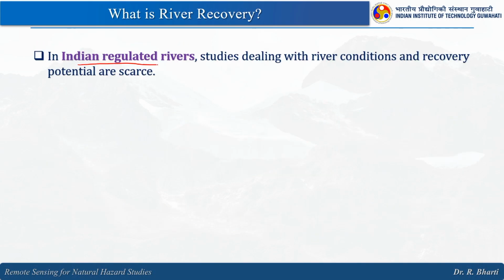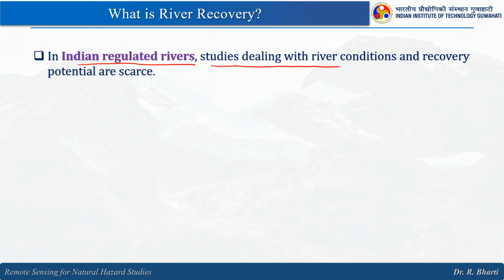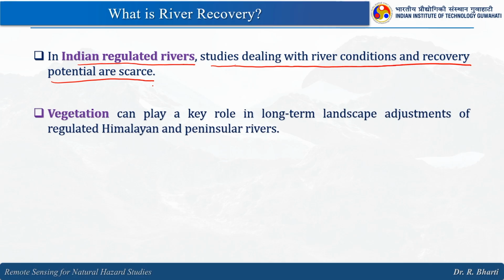In Indian regulated rivers, when we talk about a regulated river, that means that particular river has a dam, right. So, we are regulating the water, and because of the dam construction, what will happen? The sediment flow will not be in its original form. So, that will get accumulated in the dams, and in the lower reaches you will have less sediment transport, right. So, in Indian regulated rivers, studies dealing with river condition and recovery potential are scarce.